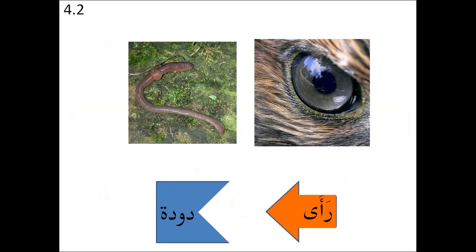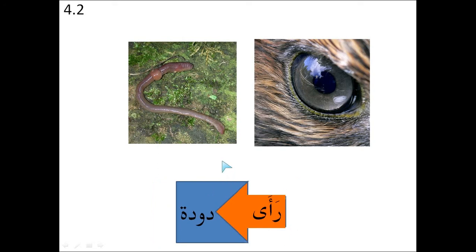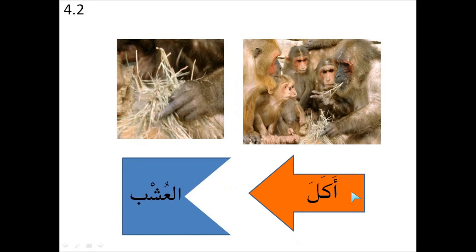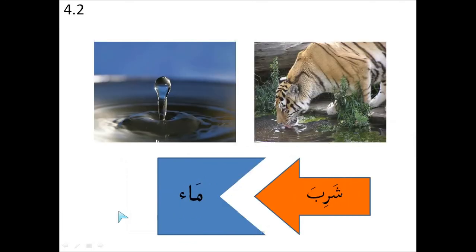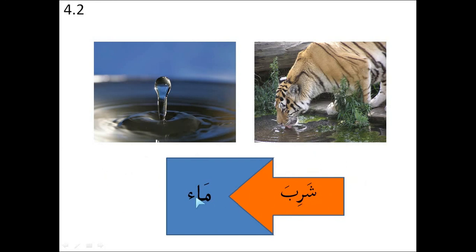Here we have a bird looking down at a juicy worm. Ra'a, he saw, dudah, worm. And that word impacts straight into this word. Another example. Akala, he ate grass, al-ushb. So you can see the word akala exactly impacts or hits the word al-ushb. Akala al-ushb. And here is an animal drinking water. Shariba, he drank, ma, water. Put the two words together, we get a sentence. Shariba ma.